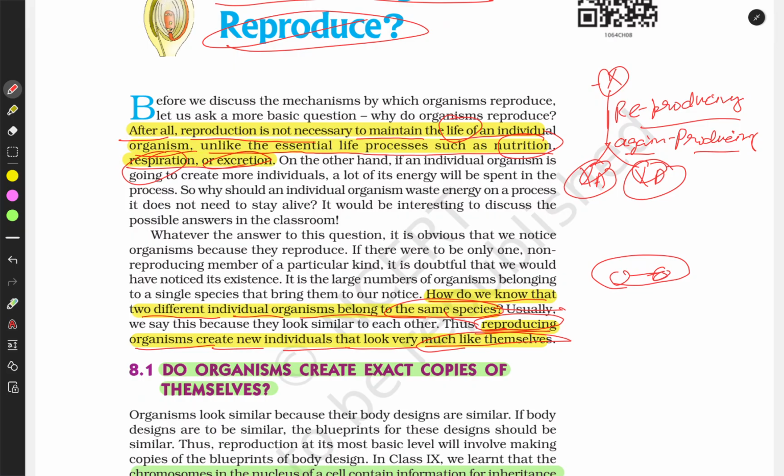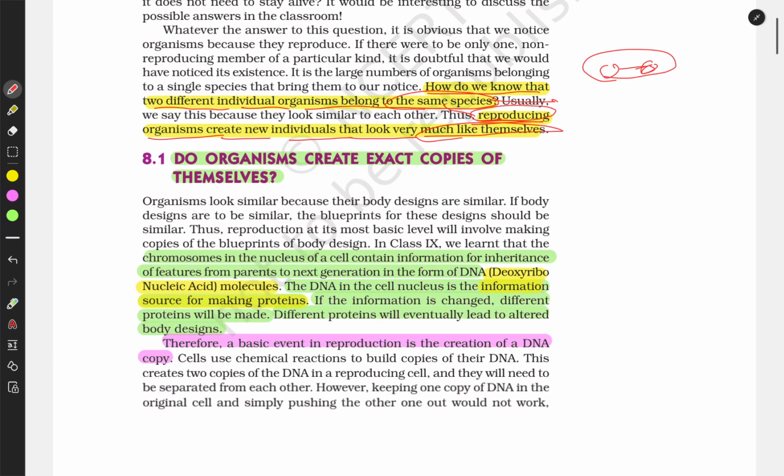Different animals, different plants and different celled organisms reproduce differently, and in this chapter we are going to study that. How do organisms create an exact copy of themselves? They create it by copying the DNA.